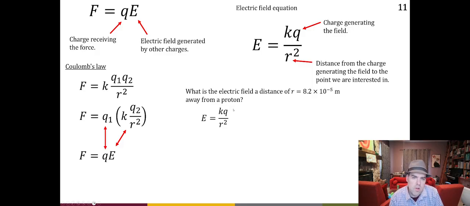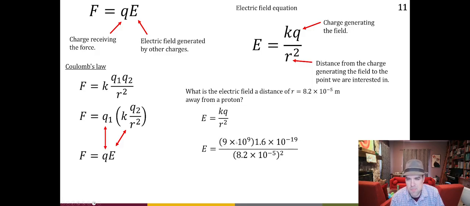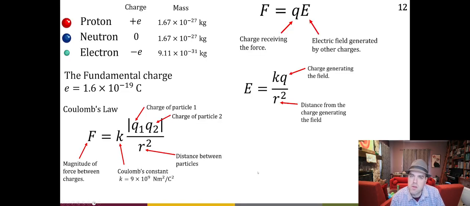So let's say, what is the electric field a distance of 8.2 times 10 to the negative fifth meters away from a proton? Well, I can just use this equation, E equals KQ over R squared, where K is 9 times 10 to the ninth, Q is the fundamental charge for a proton, and R is the distance that we're interested in. And so I plug all this into our equation, and I arrive at an electric field of 0.214 newtons per coulomb.